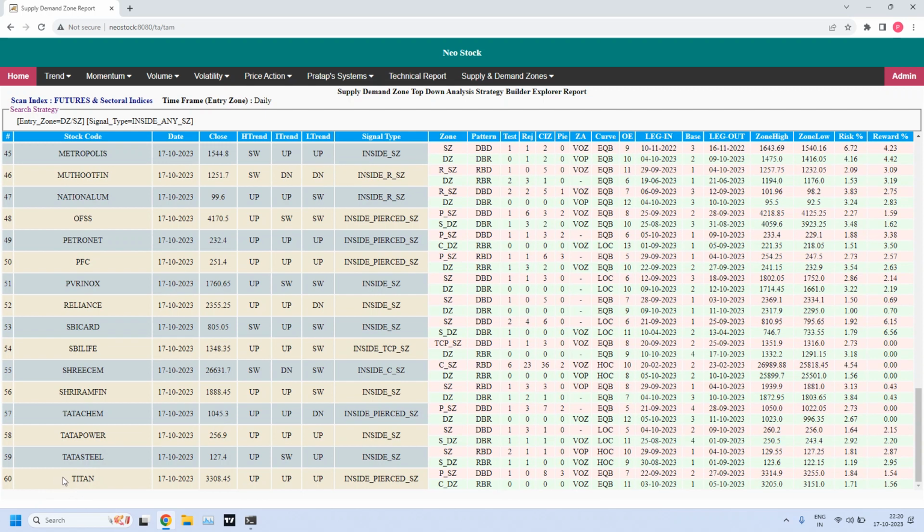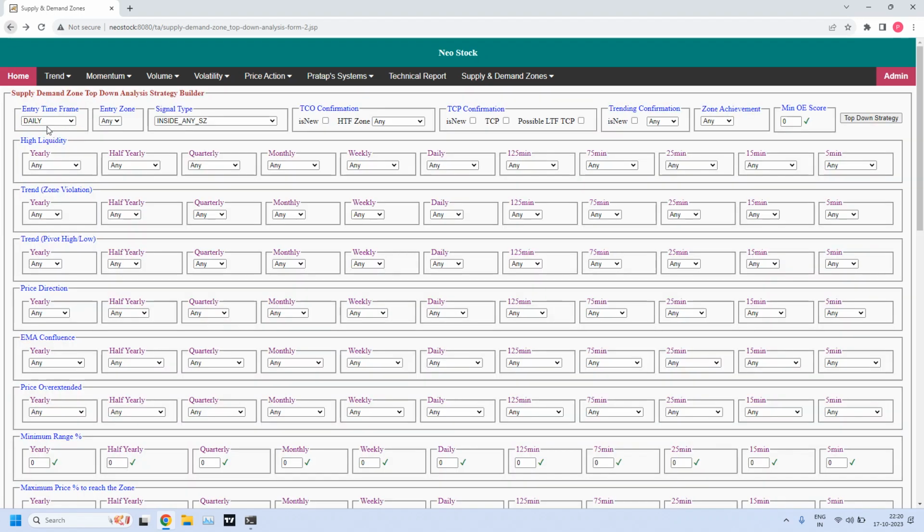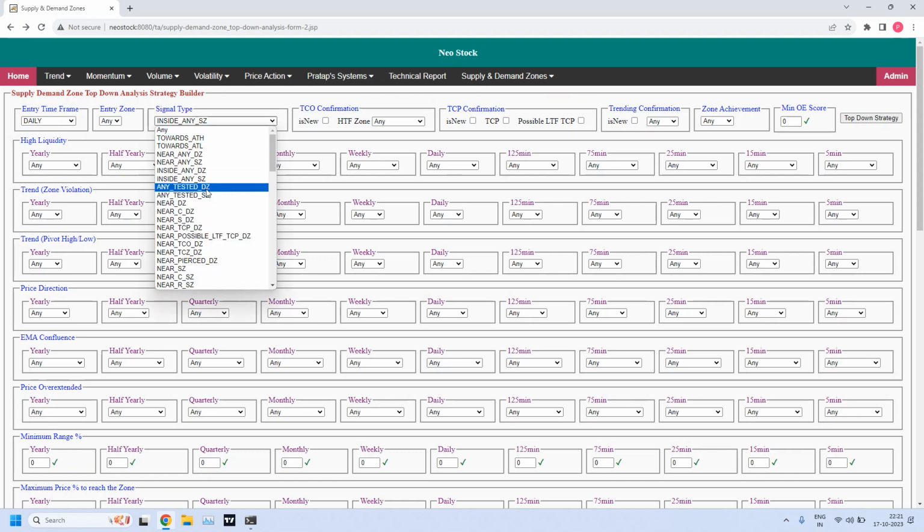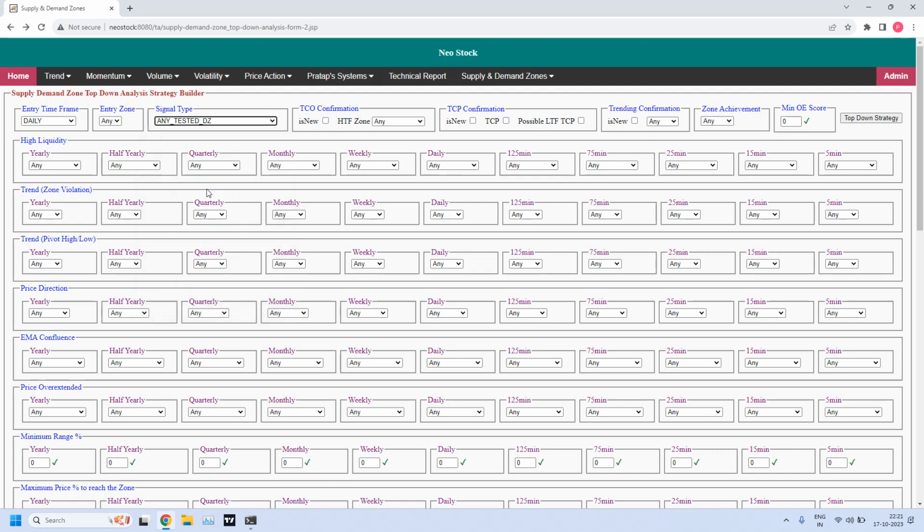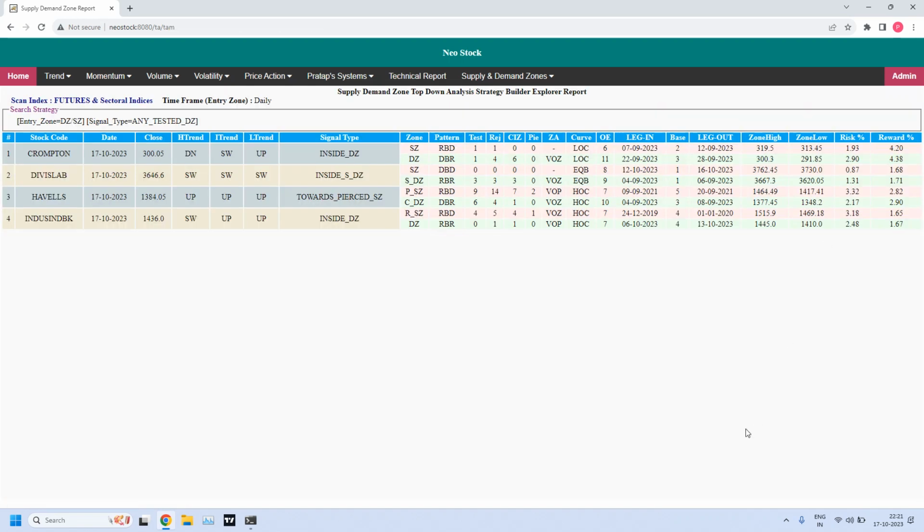It seems like many Nifty 50 stocks are in this list. Tata Steel, Tata Power, Tata Chemical. Okay. So this is about stocks which are inside the supply zone. Let's go back. Entry time frame is daily. Let us find the tested daily demand zones. So these four stocks' daily demand zones are tested.